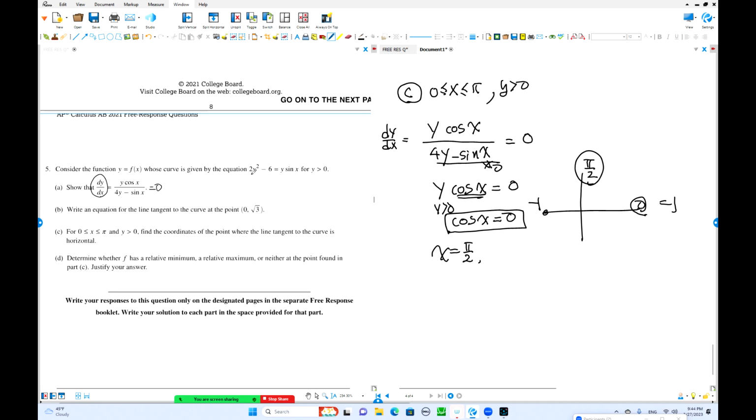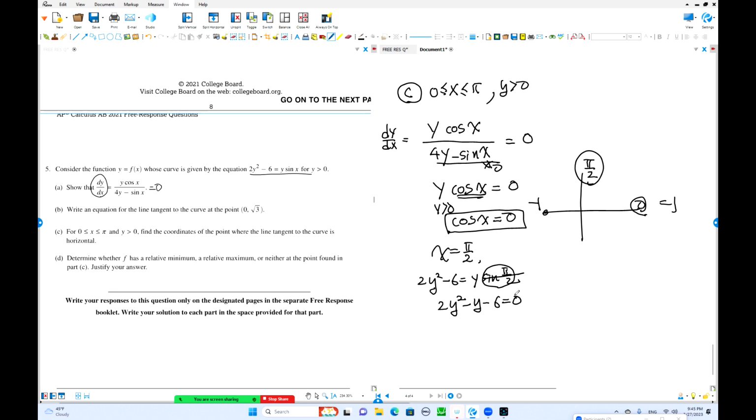The curve equation is already given over here. Put x equals pi over 2 in there and you can find the value of y. So 2y squared minus 6 y times sine pi over 2. Sine pi over 2 is 1. So we got the equation 2y squared minus y minus 6 equals 0.